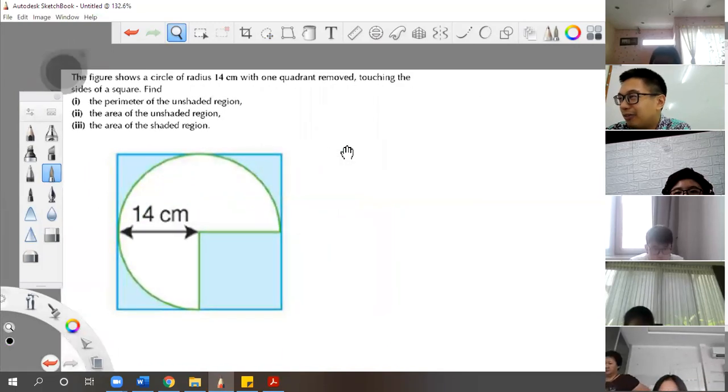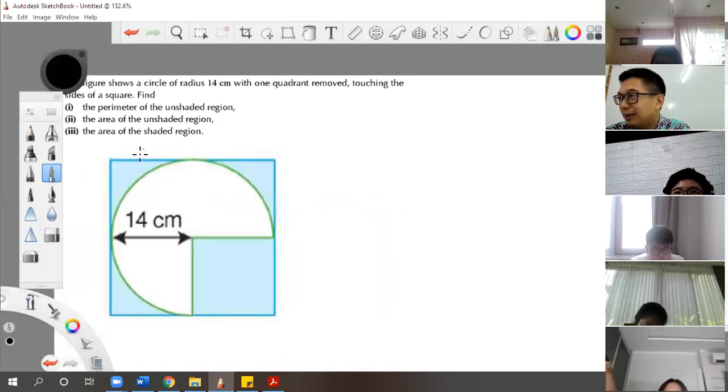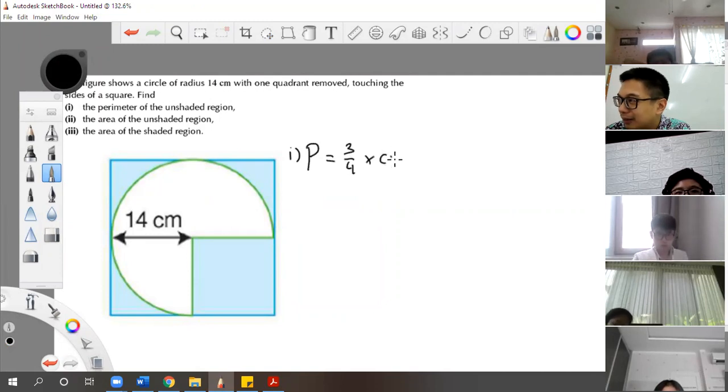Okay, find the perimeter of an unshaded region. Unshaded region berarti yang hijau ya, yang green one, right? So perimeter of unshaded region. So first thing, what is the circle about this? How many parts of the circle? 3/4, right? So the perimeter is equals to 3/4 times by circumference.